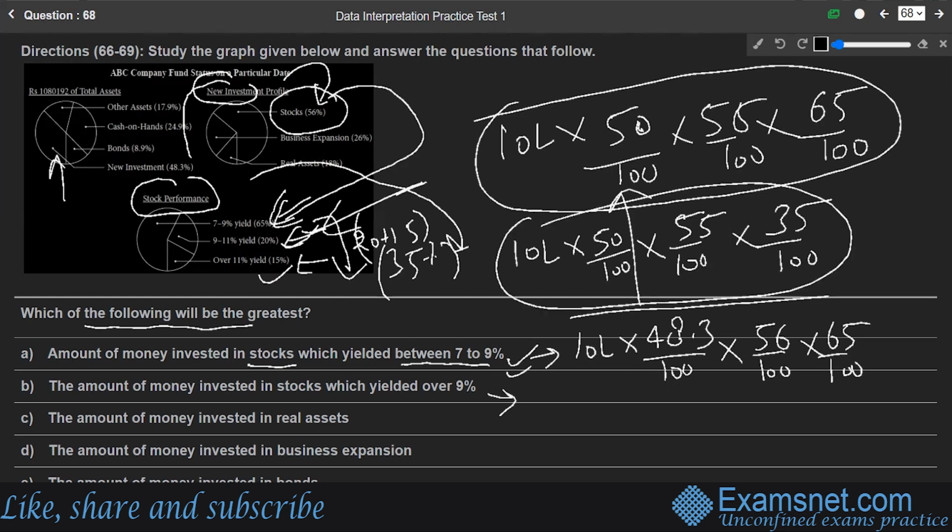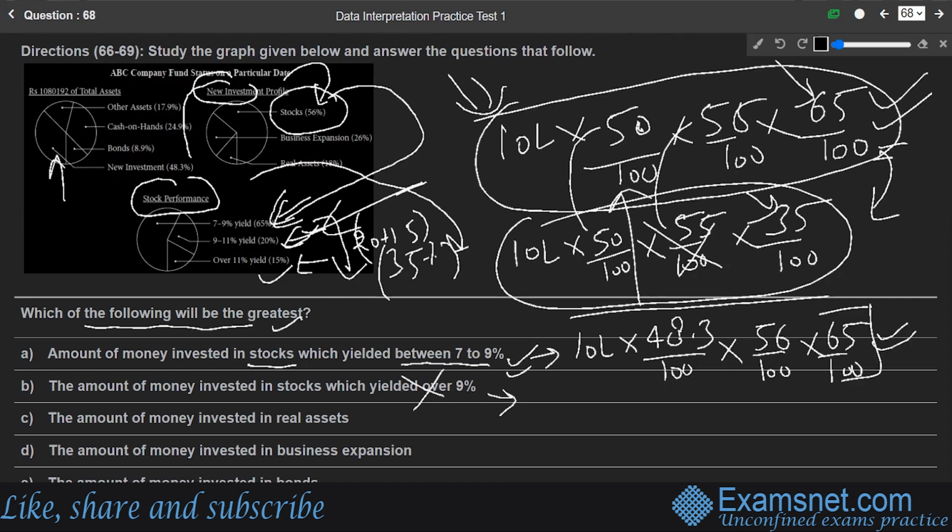And if we compare, see which of the following will be greatest. If we compare these two, obviously the higher value is this, because here the numbers are higher. 50 and 50 is same, 55 and 55 same, but this is 65 and this is 35. So obviously the first option will give you the higher value. So obviously the second option is discarded.